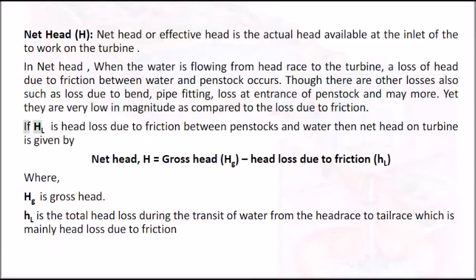If H_L is the head loss due to friction between penstock and water, then net head on turbine is given by net head, H equals gross head, H_G, minus head loss due to friction, H_L, where H_G is gross head, and H_L is the total head loss during the transit of water from the head race to tail race, which is mainly head loss due to friction.